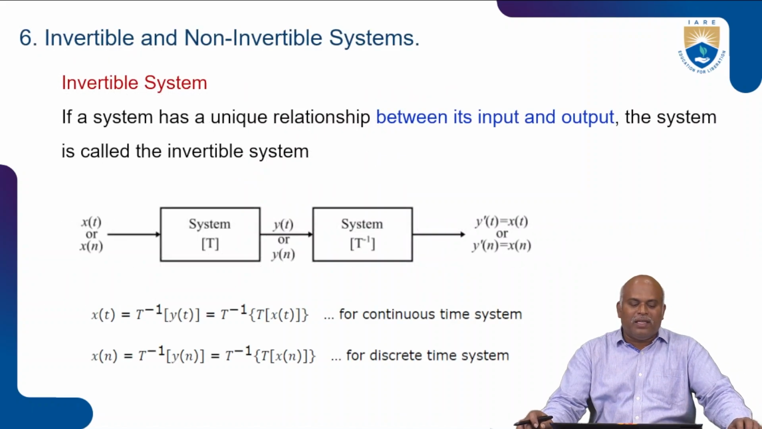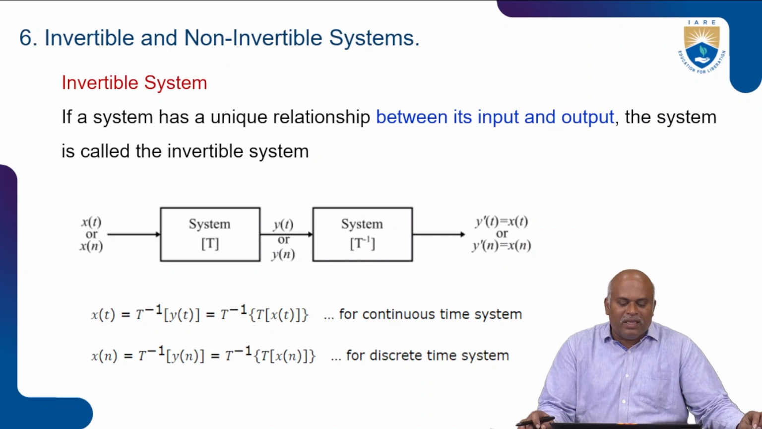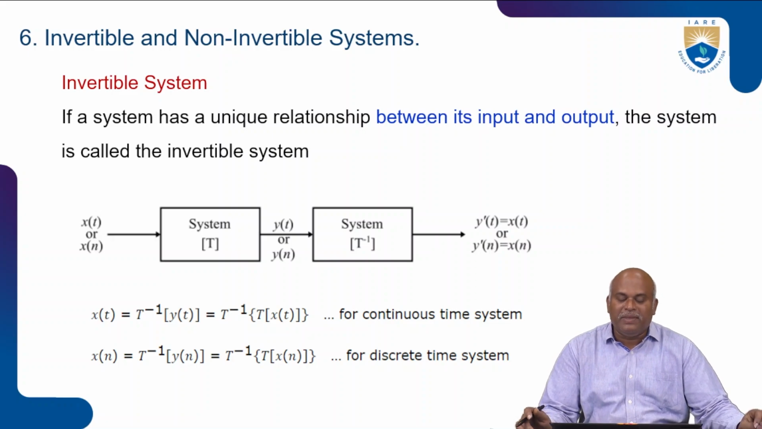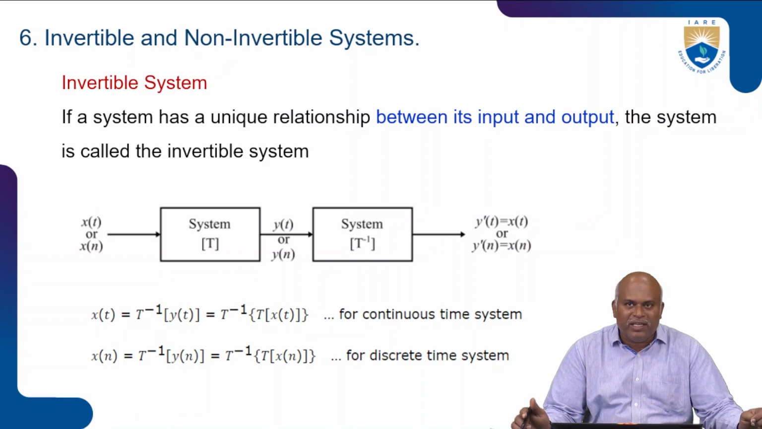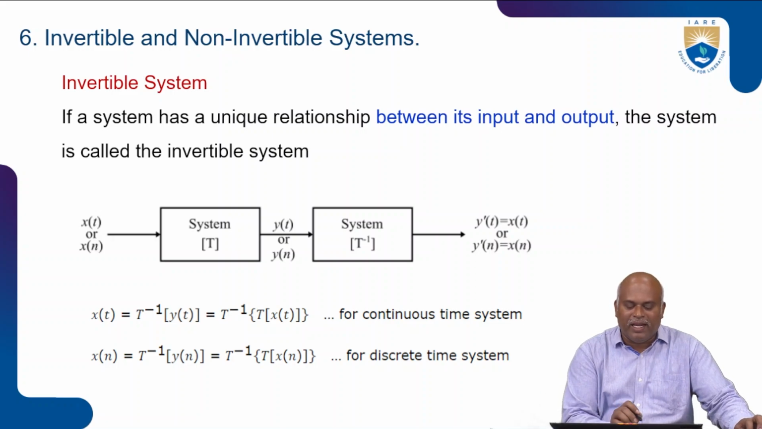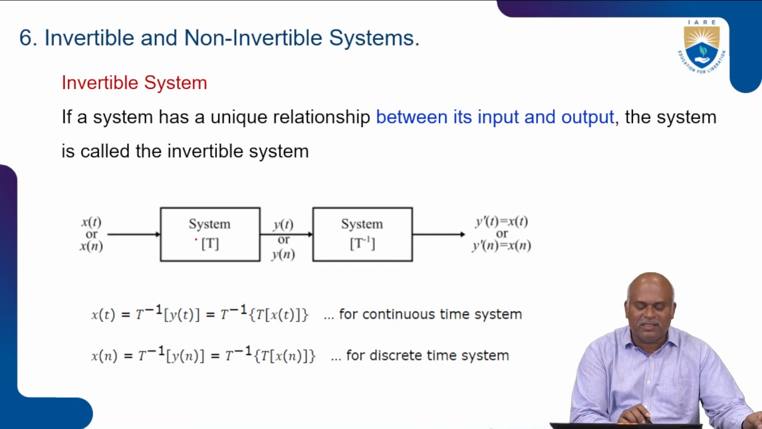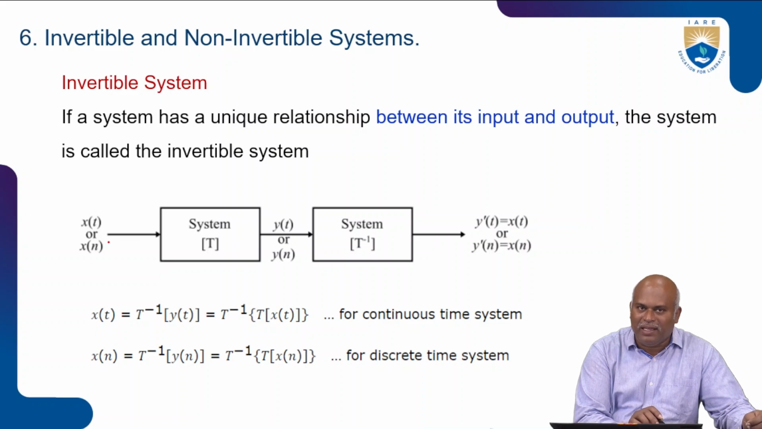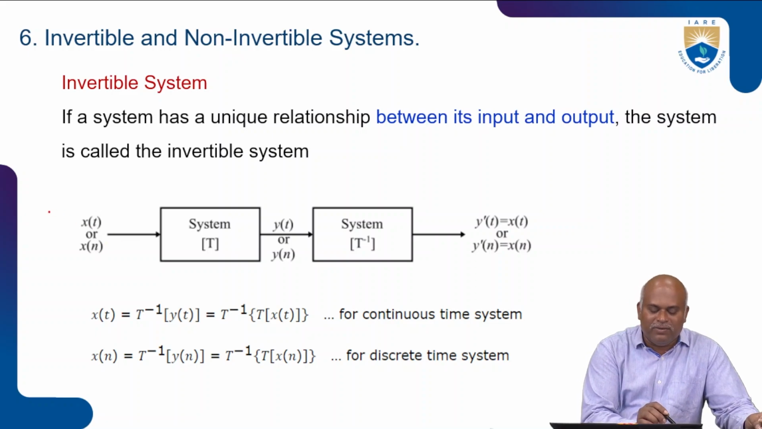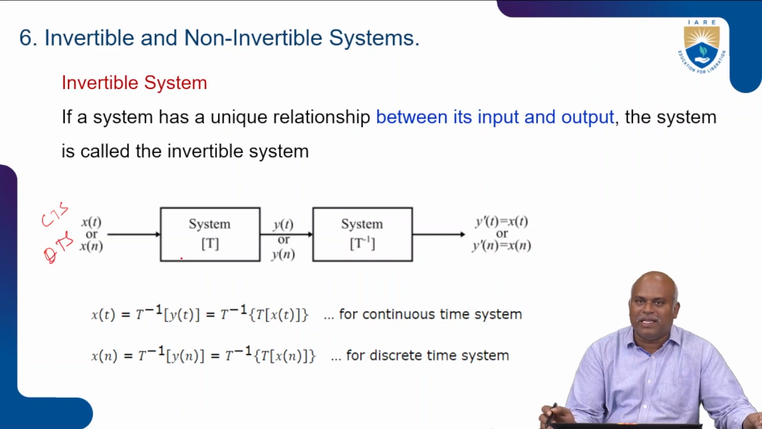Next we go to invertible and non-invertible systems. First, the invertible system. If the system has a unique relationship between the input and output, the system is called an invertible system. Now I take the system. The first one is represented as x of t, or x of n, whether it is a continuous time signal or a discrete time signal, depending on the case.